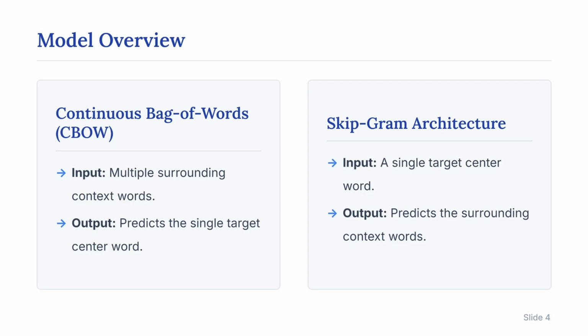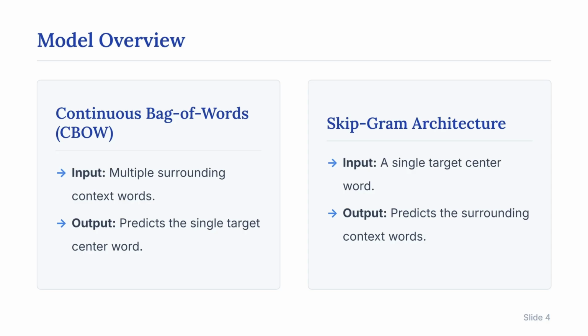Skipgram does the exact opposite. Instead of predicting the center word, it takes the center word as input and tries to predict the surrounding words. So if the input is fox, the model will try to predict quick, brown, jumps, over. In short, CBOW goes from context to word, while Skipgram goes from word to context.